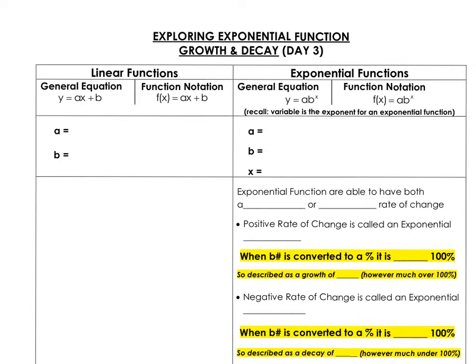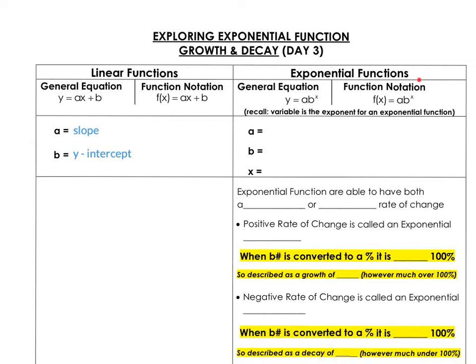So recall that we've talked about both linear functions and exponential functions so far. The general equation for a linear function is y equals ax plus b. And we can write that in function notation as f of x equals ax plus b, remembering that f of x is a fancy way of saying y equals, but they mean the same thing. What does the a stand for? The a stands for slope, and the b stands for the y-intercept.